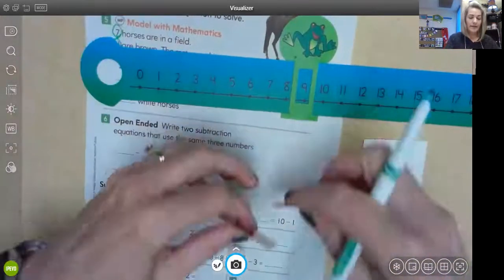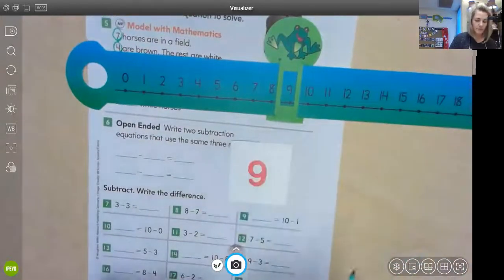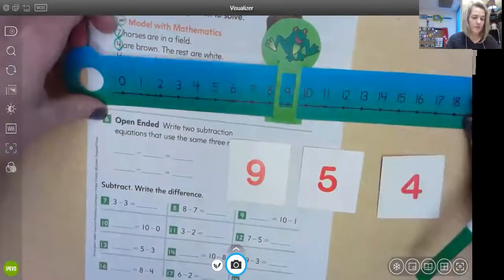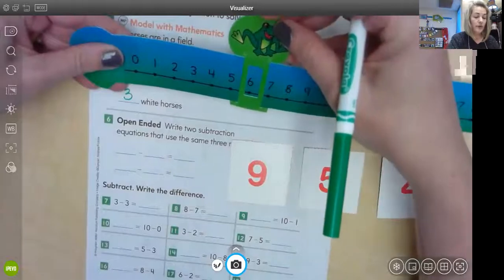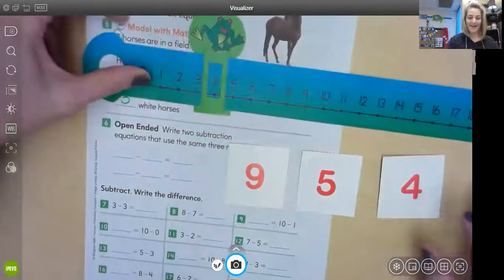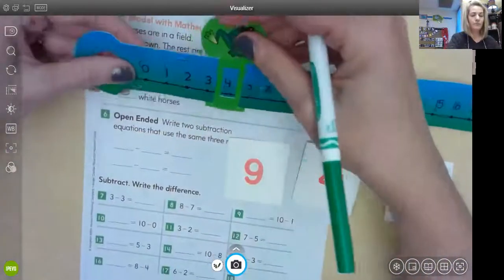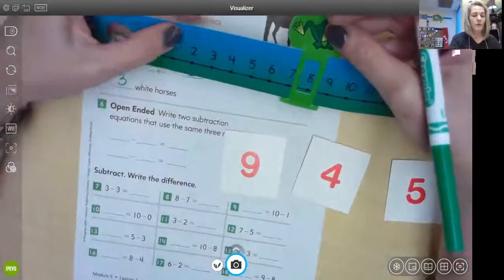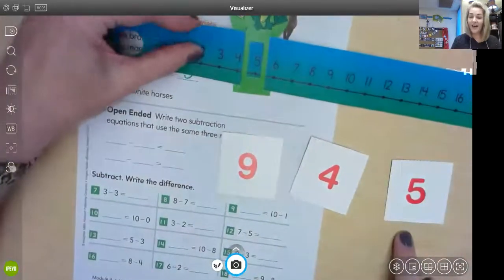All right, so then if I put this 9 first, the big number first, and I subtract 5, hopefully I end up with 4. So I have 9. I'm going to jump back 1, 2, 3, 4, 5, and I land on 4. Yeah, this is working out well. All right, so now I'm going to switch these 2 around. Again, I'm going to start with 9, but this time I'm going to jump back 4. 1, 2, 3, 4, and I land on the number 5.